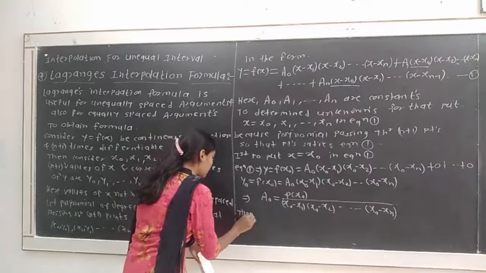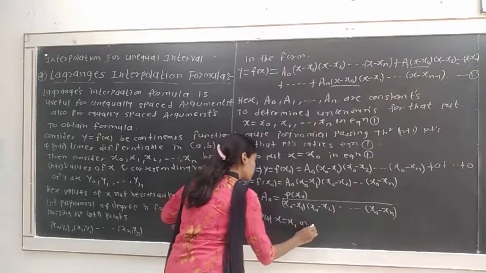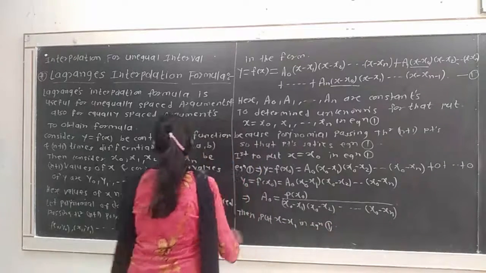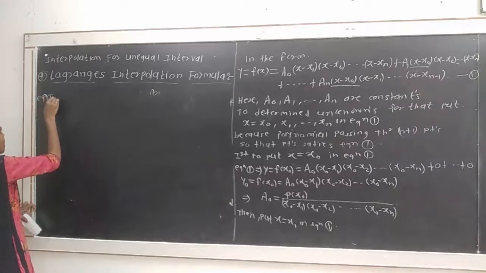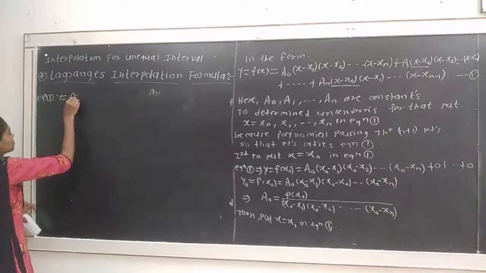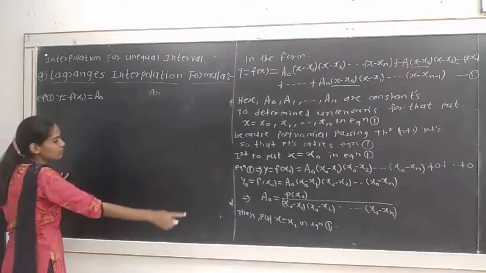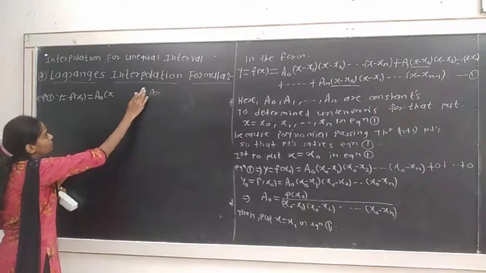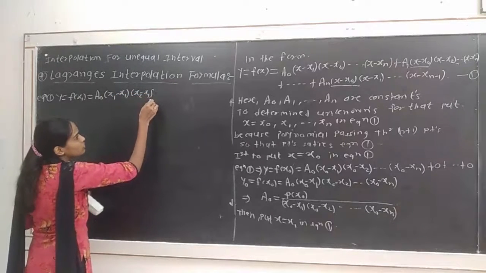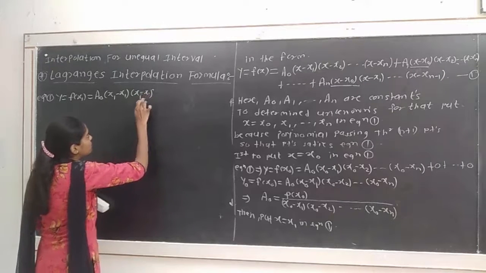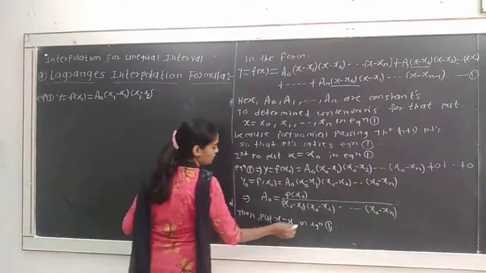Then for finding a1, put next x is equal to x1 in equation number 1. Equation number 1 becomes y is equal to f of x1 is equal to a0. Again see here, if we put x is equal to x1, the first factor is x1 minus x1, then x1 minus x2, because we put x is equal to x1.